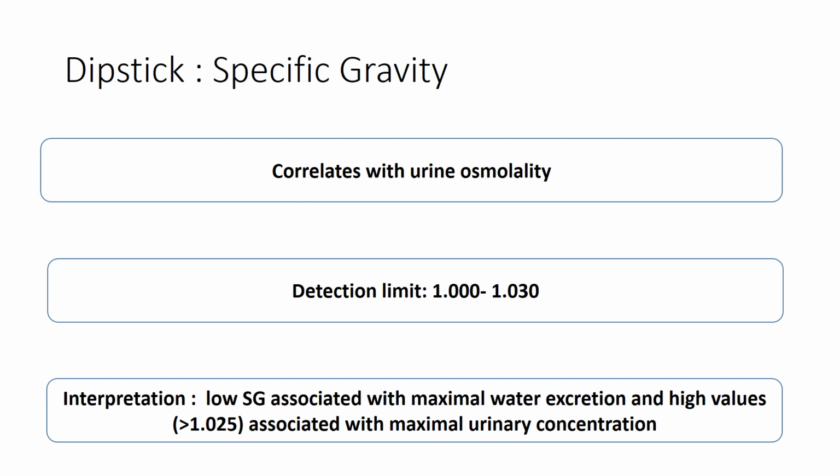So low specific gravity is associated with maximal water excretion, whereas high values greater than 1.025 are associated with maximal urinary concentration.